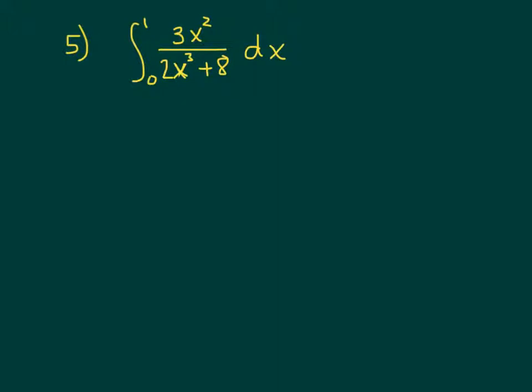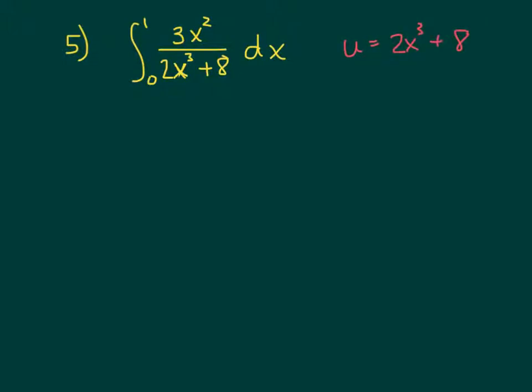All right, next one we're going to do is a definite integral. The integral from 0 to 1 of 3x squared over 2x cubed plus 8 dx. Again, I'm recognizing that I have a denominator that is a binomial. So I'm going to start off right away and take that as my u. So u is equal to 2x cubed plus 8.